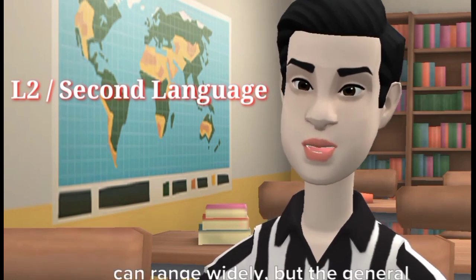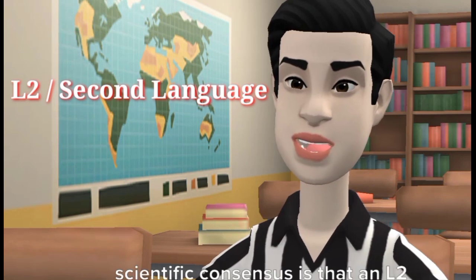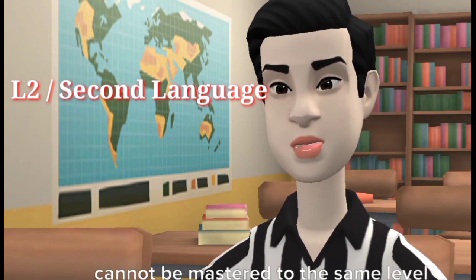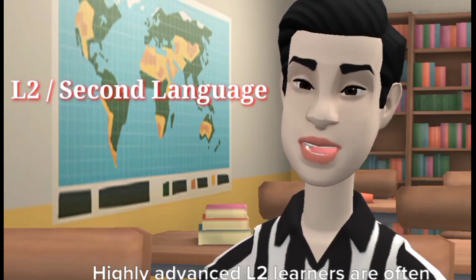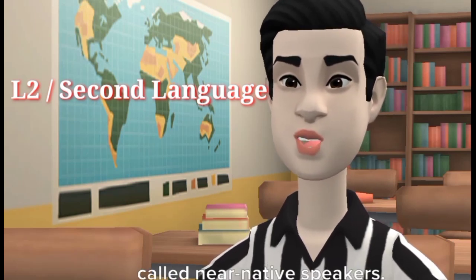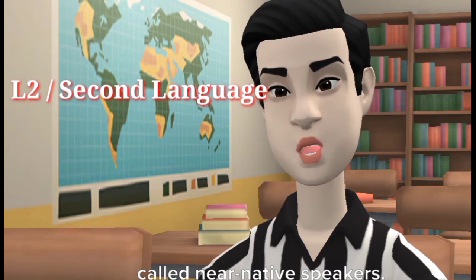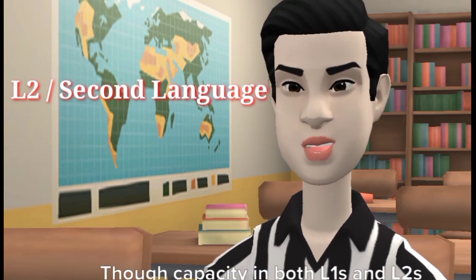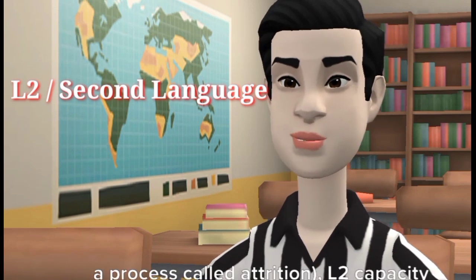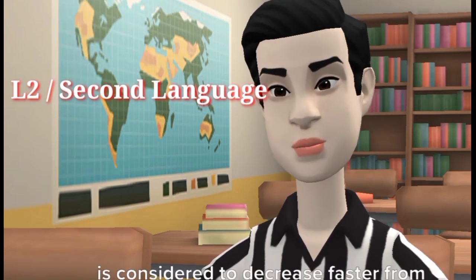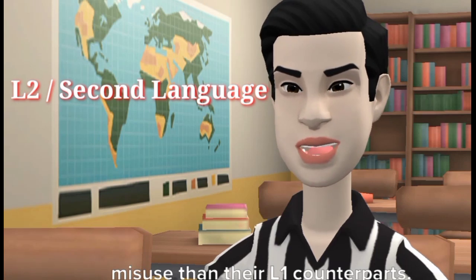Exactly how proficient a language learner can become in a second language can range widely, but the general scientific consensus is that an L2 cannot be mastered to the same level as an L1. Highly advanced L2 learners are often called near-native speakers. Though capacity in both L1s and L2s can deteriorate from lack of use through a process called attrition, L2 capacity is considered to decrease faster from misuse than their L1 counterparts.